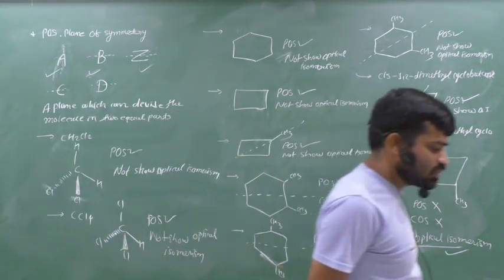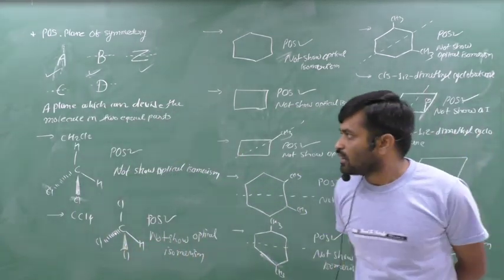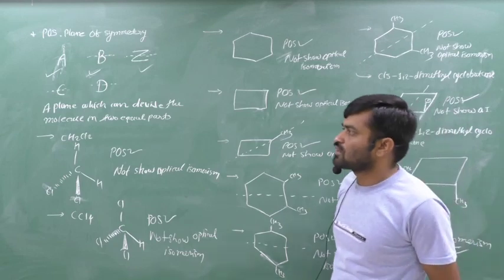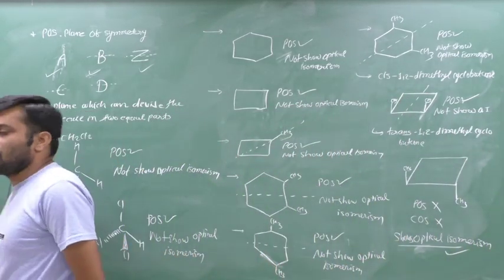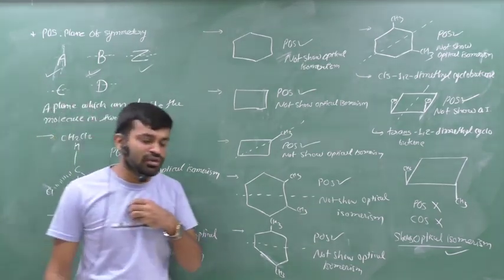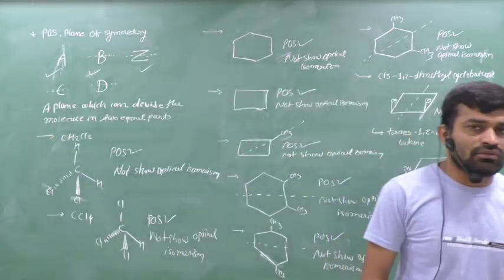If you can pass the plane from the center of any side and it can divide the molecule into two equal parts, therefore the molecule has a plane of symmetry. And if a molecule has a plane of symmetry or center of symmetry, then the molecule does not become optically active. Clear?